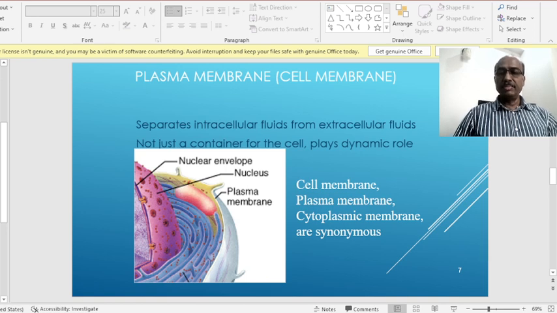Friends, plasma membrane is an important part of the cells, which is known as cell membrane. It separates intracellular fluids from extracellular fluids. It's not just a container for the cell, it plays a dynamic role. Now cell membrane, plasma membrane and cytoplasmic membrane all are similar in meaning, or we can say they are synonyms.